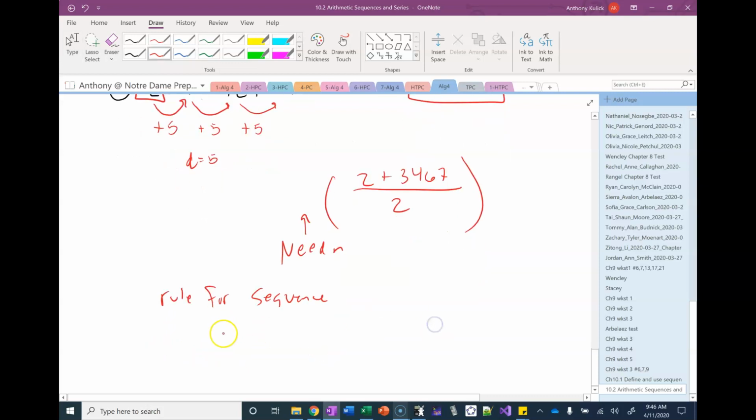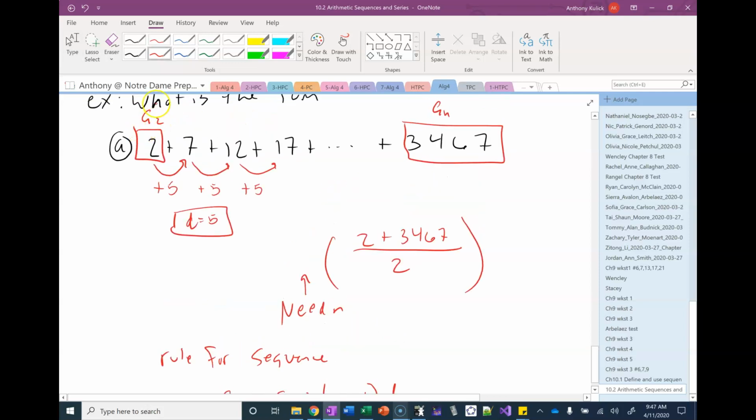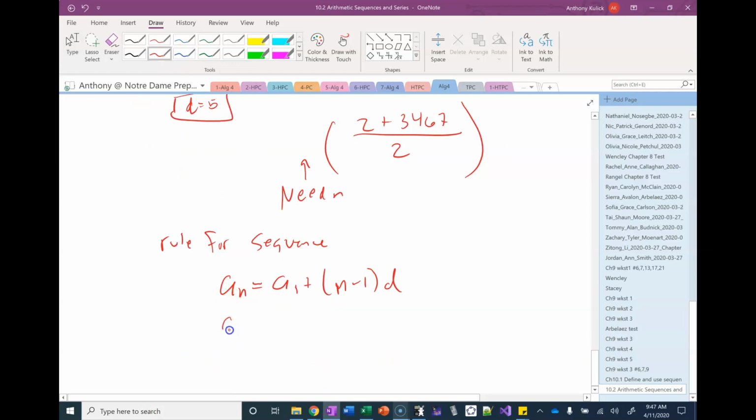Well, that's easy enough. We didn't have a formula for that. We already know the d, and we already know the first term. So I can just plug these in. 2 plus n minus 1 times 5. I distribute the 5, and I get 5n minus 3.